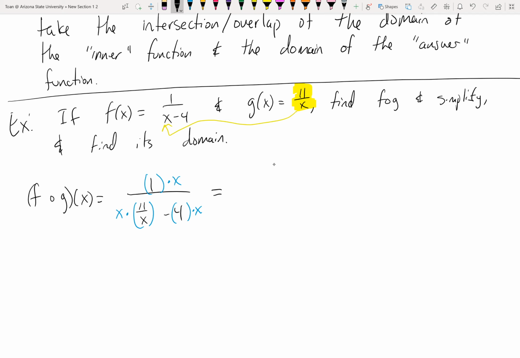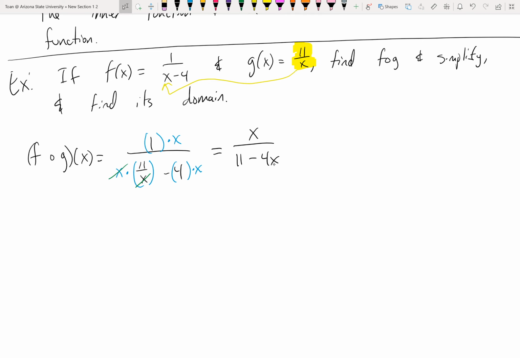So let's simplify. In the numerator, 1 times x is x over, in this particular instance, hopefully you can see that this x here cancels out with that x there, giving us a regular 11 minus 4x. There you go. That's it. You've done it. You've simplified. So there we have fog. Now I need to find the domain.